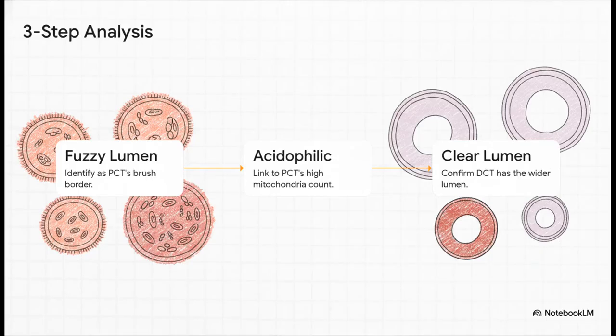Let's do a super quick recap of the analytical deduction steps we used to arrive there, because this is exactly how you want to approach any histology image going forward. Step 1, you look for the lumen. If it's fuzzy, you've instantly identified the PCT's brush border. Step 2, you look at the color intensity. If it's deeply acidophilic, you immediately link that to the PCT's high mitochondria count. Step 3, you look for contrast. If the neighboring tubule has a wider, clearer lumen with a noticeably lighter stain, you've confidently confirmed it is the DCT. It's just a simple, reliable, 3-step visual checklist.